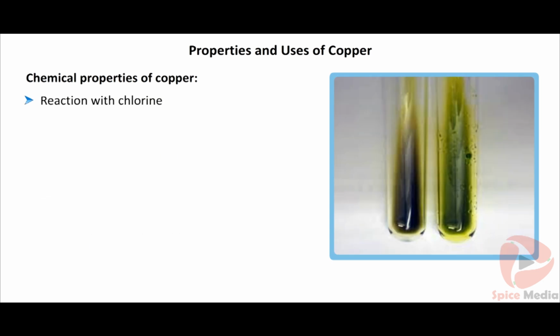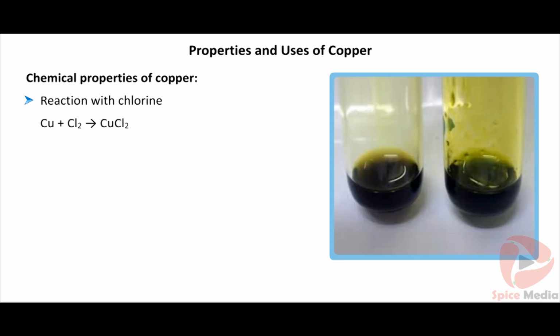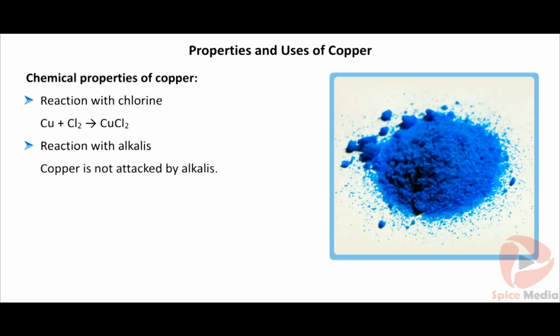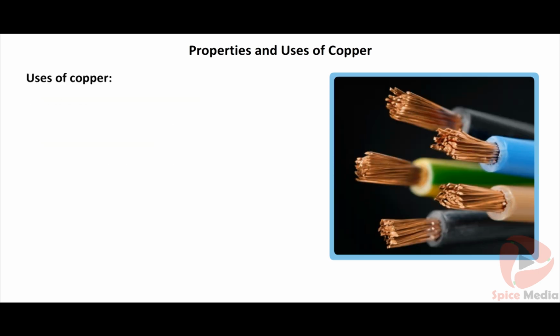Reaction with chlorine. Chlorine reacts with copper resulting in the formation of copper(II) chloride. Cu + Cl2 gives CuCl2. Reaction with alkalis. Copper is not attacked by alkalis.